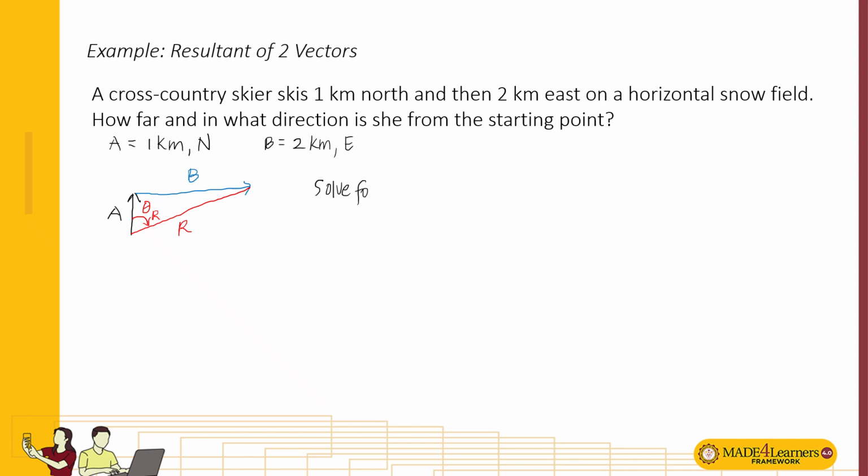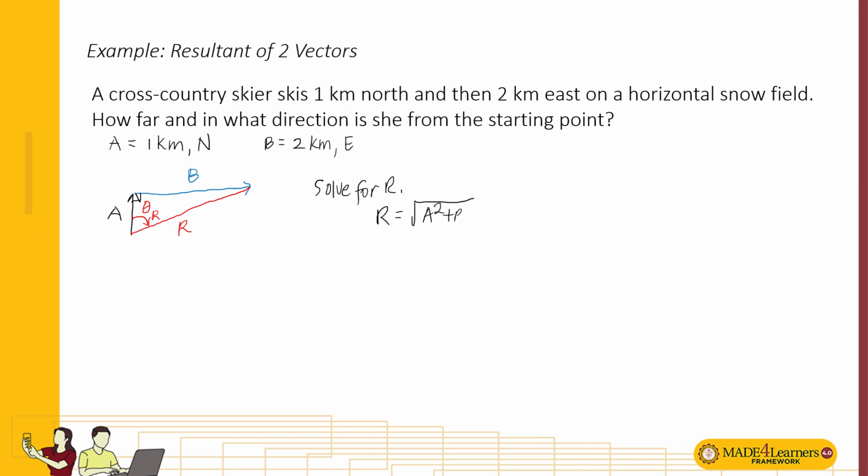So it's a right triangle, by the way, because it's north and east, so the two are perpendicular, right? So it's a right triangle here. So just use the Pythagorean theorem to solve for r. So our r would be the square root of a squared plus b squared.